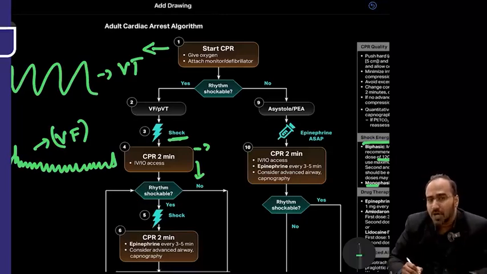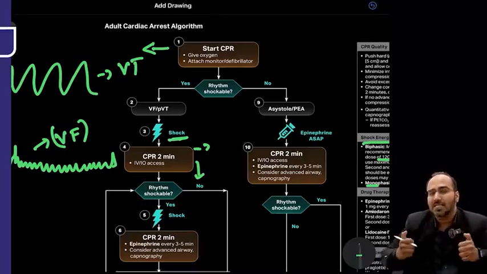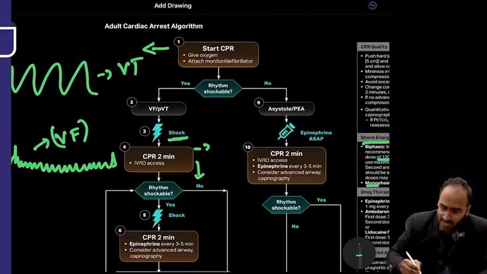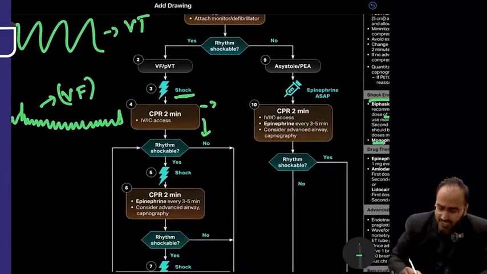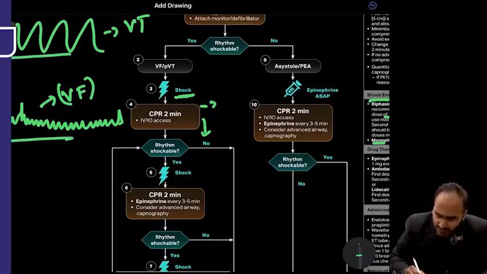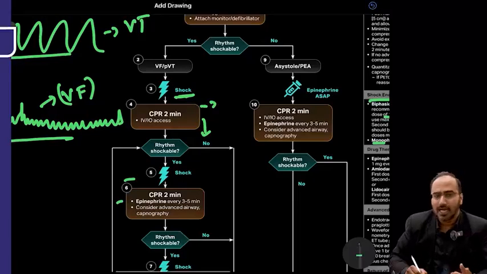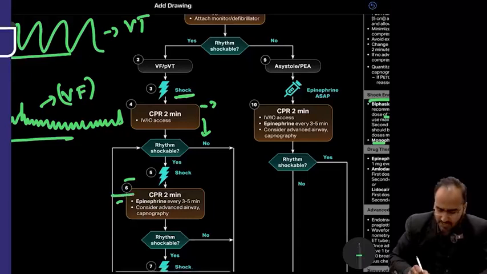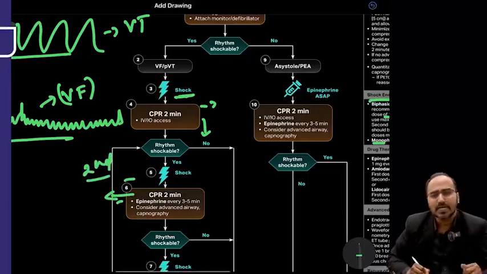After 2 minutes, you stop. You check for the pulse as well as the rhythm. If the rhythm is still shockable, meaning you are still seeing VT or VF, then again you have to give a shock. And after the shock, immediately start your CPR. The second shock you have delivered, and you resume your CPR.